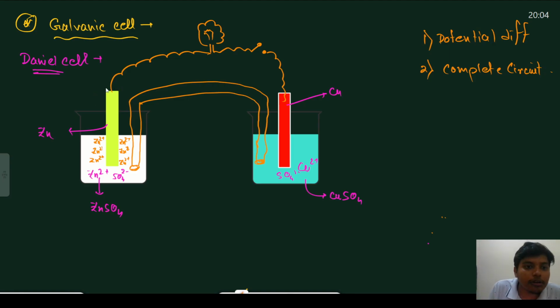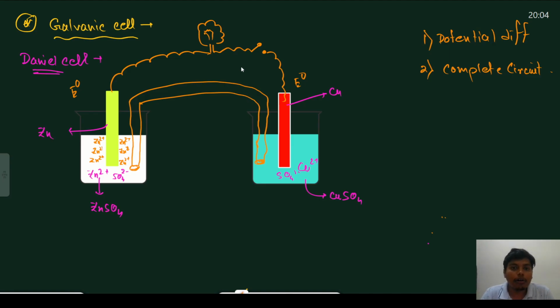Now here it has some electrode potential, E naught value, and here it also has some electrode potential, E naught value. Because of that, we have to check which has more. Because of that, electrons should pass, and electricity will go. Some potential difference is there. Yes or no?